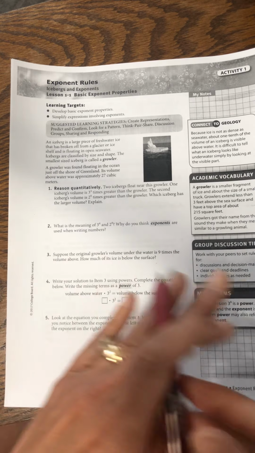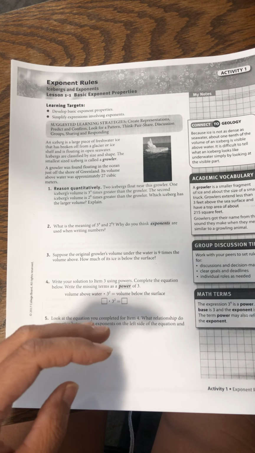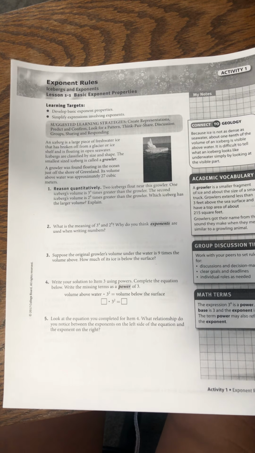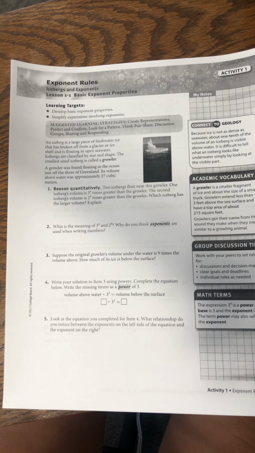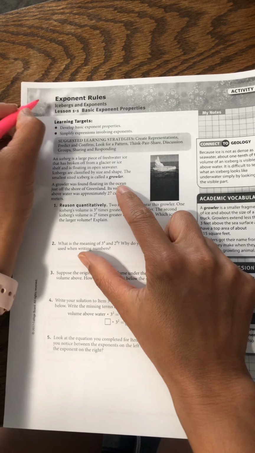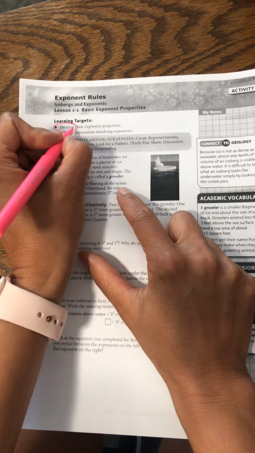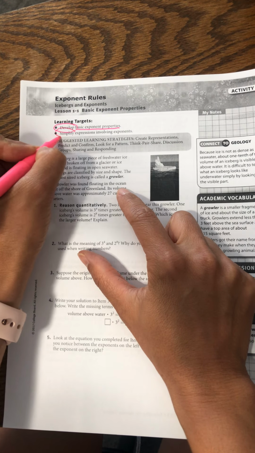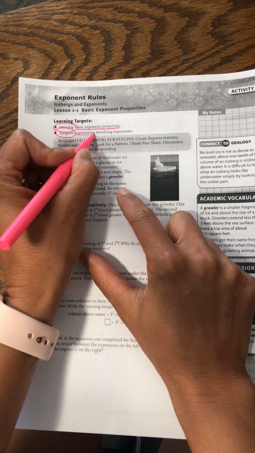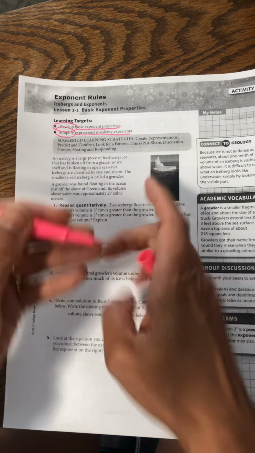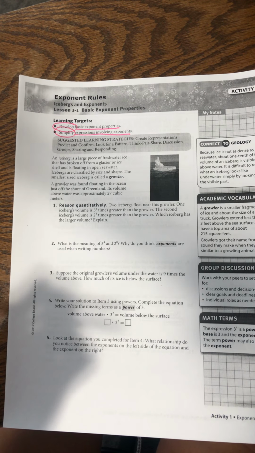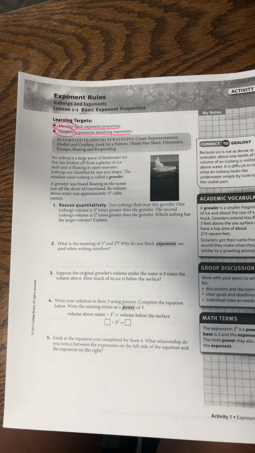All right. So in class, this would be our very first lesson, so I would go over what we do. We always do something called unpacking the learning targets, and that means to circle the verb and underline what we're doing. So we are going to develop basic exponent properties. We're going to simplify expressions involving exponents. So we're going to develop our basic properties for exponents, and we're going to simplify problems with exponents.